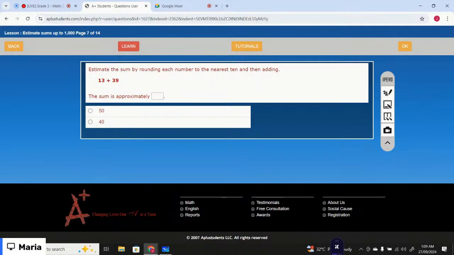Estimate the sum by rounding each number to the nearest 10 and then adding 13 plus 39, which is the correct option.